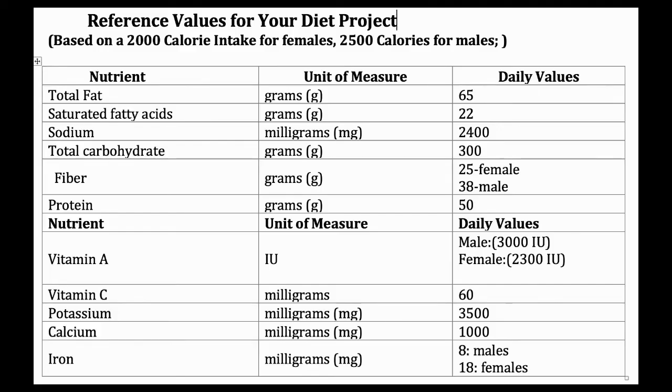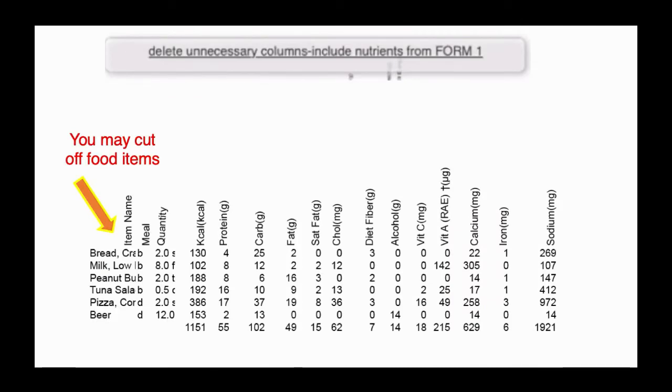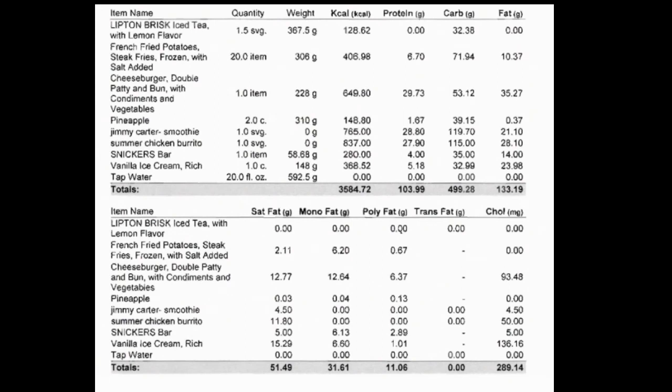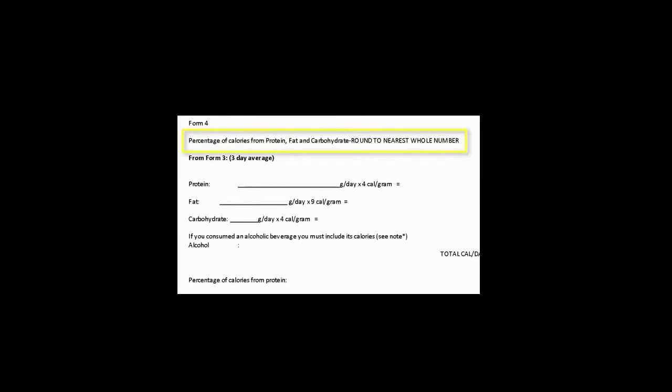And this is the reference value form that you can use. These are the nutrients on the left, and these are the values that you'll be using. Now, assuming I've just encouraged all of you to use the diet analysis program, this is the format for Form 1. You can delete all the columns that aren't necessary and hand in something that looks like this. This is not what you want to hand in. Don't hand in the entire printout. Not a good idea. Or you will use to calculate your percent calories from proteins, carbohydrates, and fats.